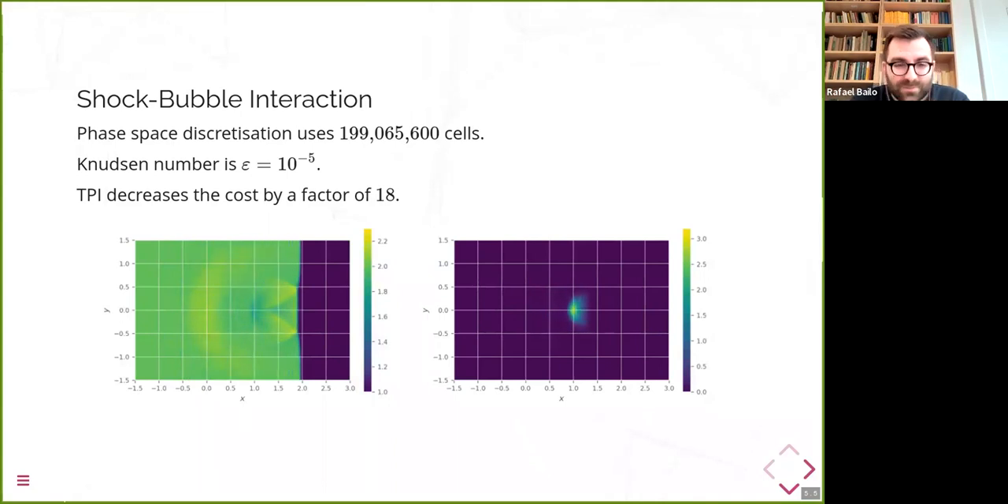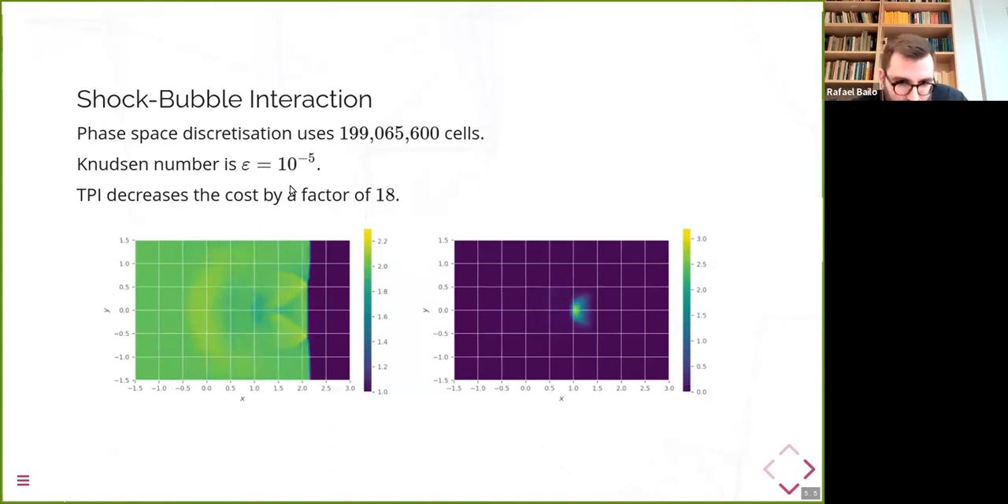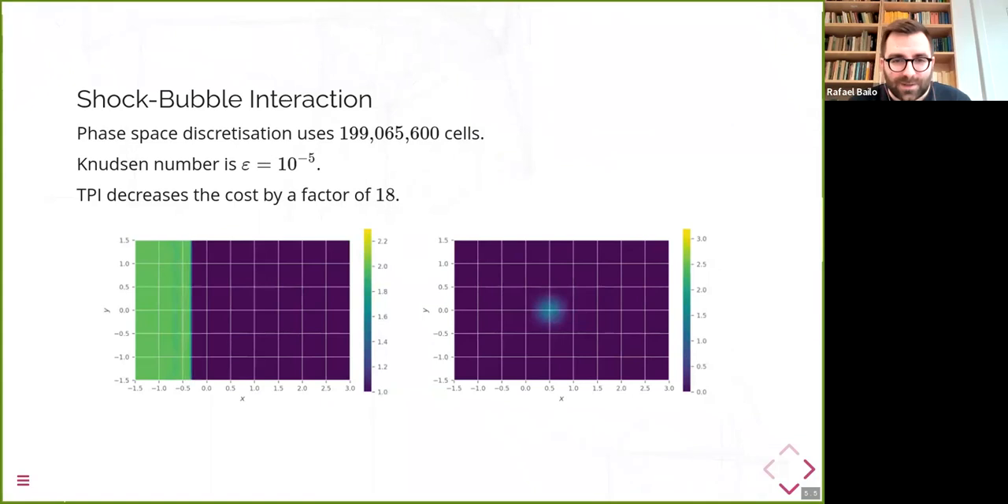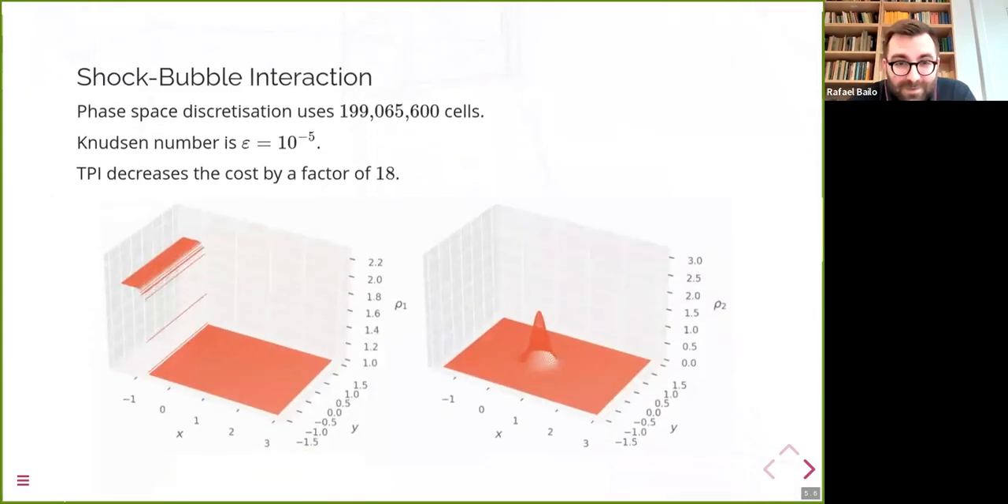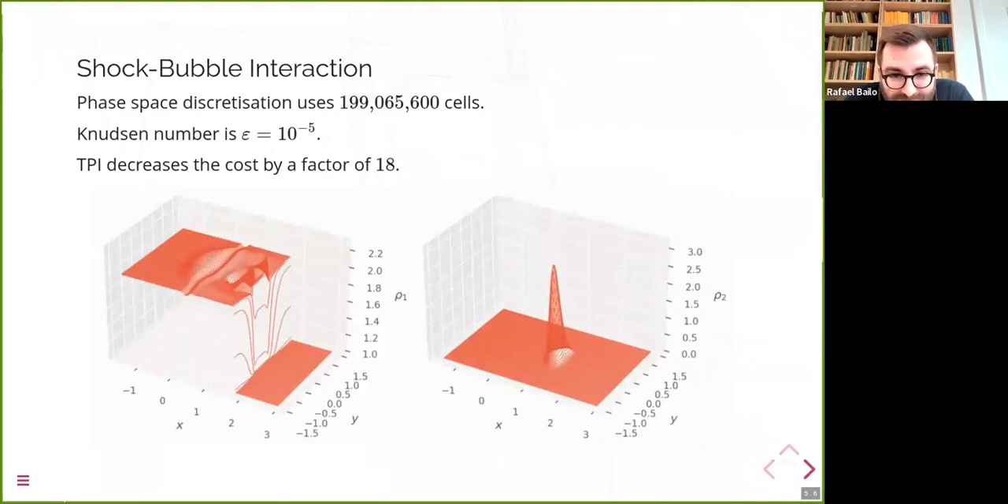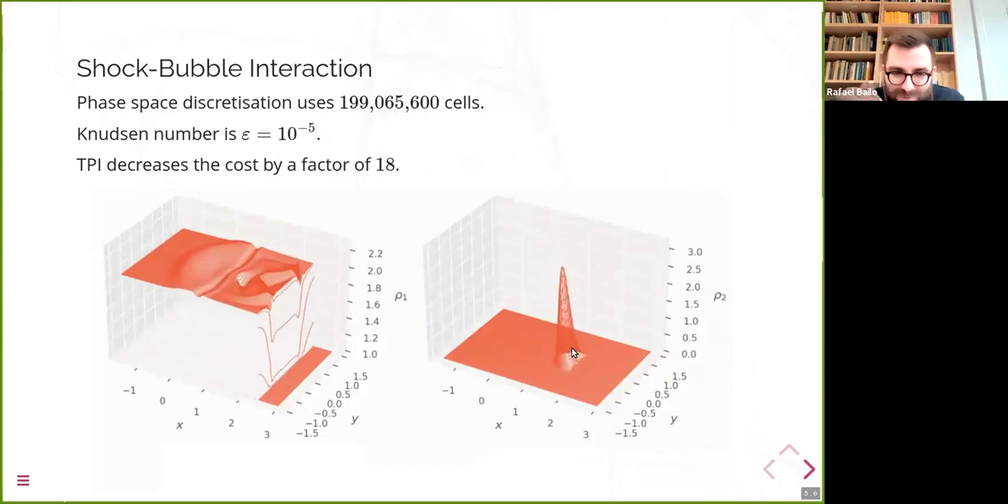And again, this one here, we went a bit crazy, just 200 million cells. So if you want to see the resolution, you really need the cells. The Knudsen number here is 10 to the minus 5. And because of the integration parameters, here the telescopic projective method decreased the cost by a factor of 18. If you're solving a kinetic equation with 200 million cells, having your simulation 20 times faster is really something significant. Here is the same plot, but in 3D, just so you can see how the bubble is squeezed and then dragged along.